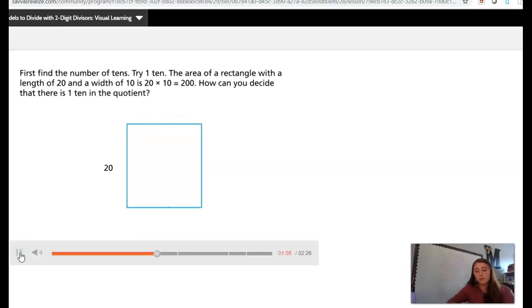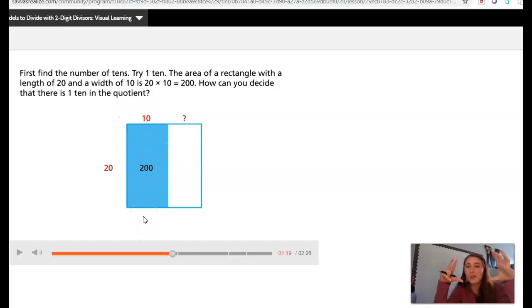Find the number of tens. Try 110. The area of a rectangle with a length of 20 and a width of 10 is 20 times 10 equals 200. So notice they still did multiplication here. They did 20 times 10 gives us the 200, which is what we're used to seeing in the multiplication area model.